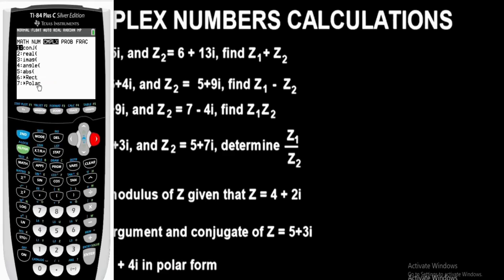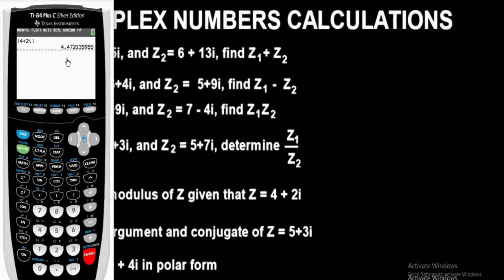So we are going to go for option 5. Absolute value of what? Absolute value of 4 plus 2i. So we have 4 plus 2i. To bring out the i, press second and this button, and this is it. Let's press enter now to get the output.